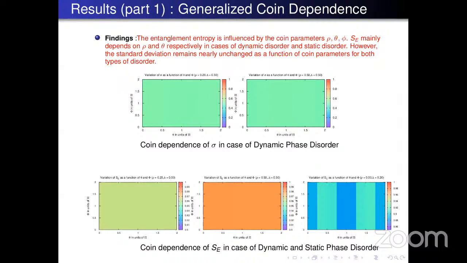We have also studied the evolution for a higher value of rho, but the results remain the same. So in case of dynamic phase disorder, the value of sigma is quite independent of the coin parameters. On the other hand, entropy becomes dependent on rho. But again, these are the contour diagrams. This is for the first.